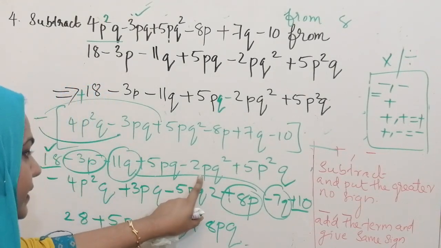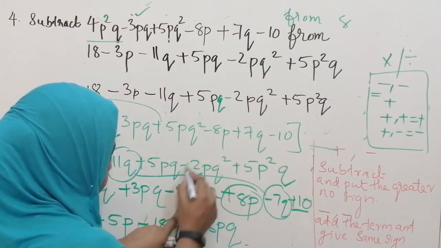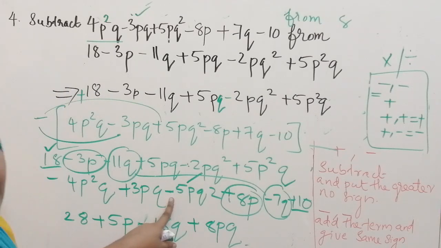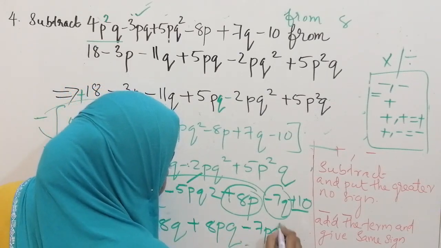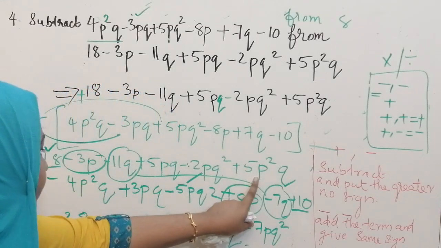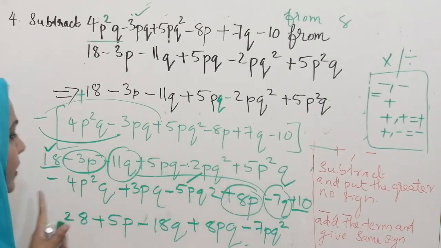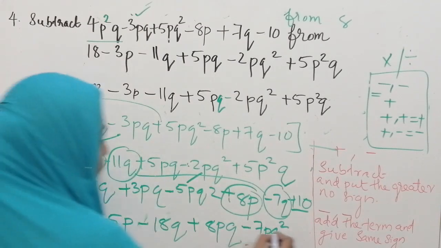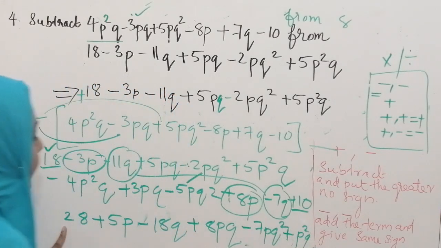Next is minus 2pq square and minus 5pq square. Here you can see this is the same sign, so that means add and give the same sign. So that means minus 7pq square. Next is one more, 5p square q and minus 4p square q. Here this is minus, this is plus, so you subtract and give the greater number's sign. So plus p square q. So this is our answer.